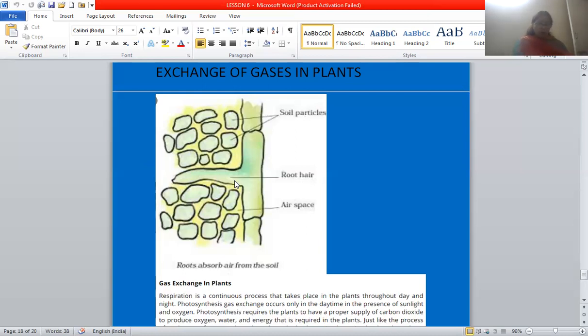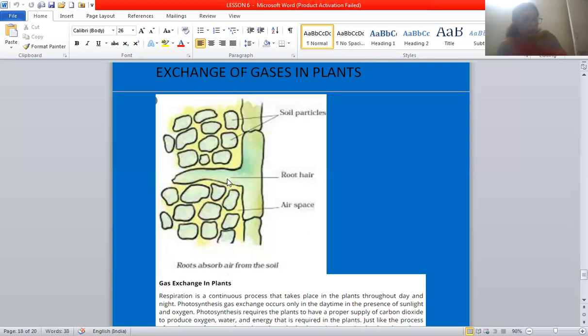If the soil is waterlogged, oxygen is not available. What does waterlogging mean? Excess of water. If the soil contains excess water, then this exchange does not take place. Therefore, soil to be used for cultivation is often plowed to make it aerated.